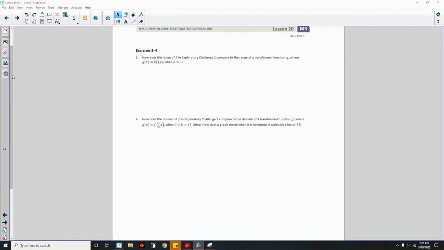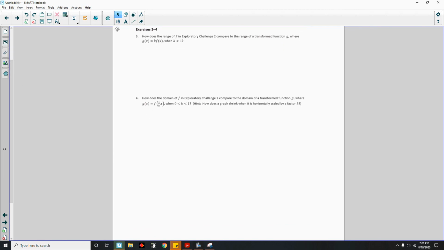Okay, page 5 brings us to exercises 3 and 4. Number 3 says, how does the range of f in exploratory challenge 2 compare to the range of a transformed function g, where g of x equals k, some constant, times f of x, where k is greater than 1? So that's going to stretch it vertically. So what we could say is this.